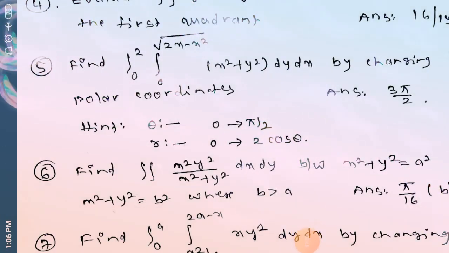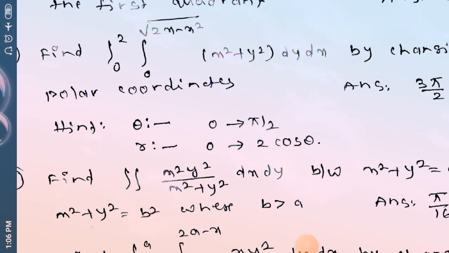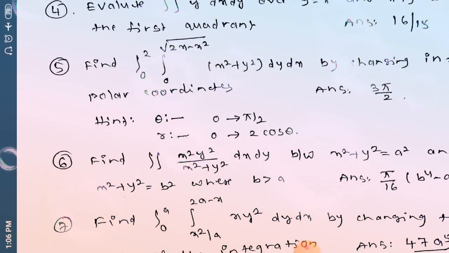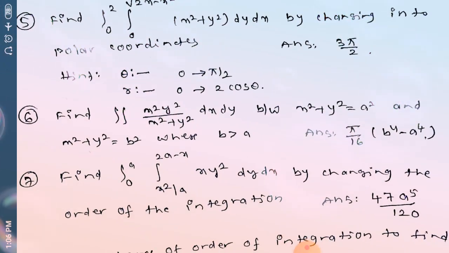Now look at the sixth problem. The sixth problem is find the double integral of x square y square by x square plus y square, dx dy, between x square plus y square equal to a square and x square plus y square equal to b square, where b is greater than a.